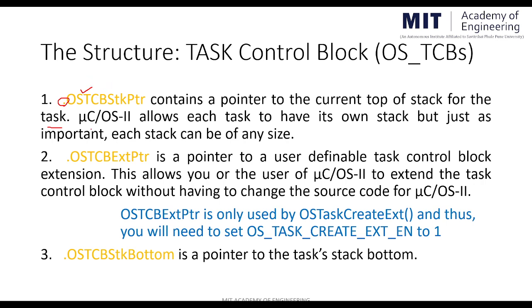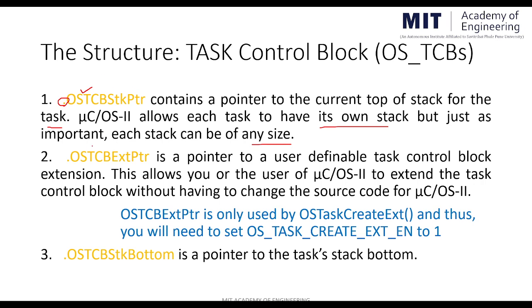So where the stack is located, this address is present in this location of the task control block. MuCOS2 allows each task to have its own stack, but just as important, each stack can be of any size. It is not limited to the same stack size for all tasks. It is defined in the program itself. So this is the first location of the task control block.